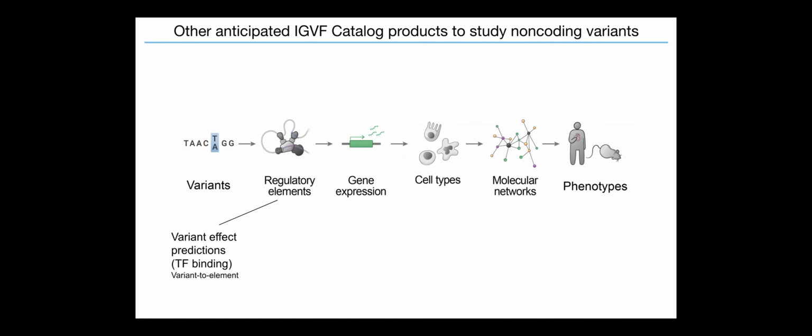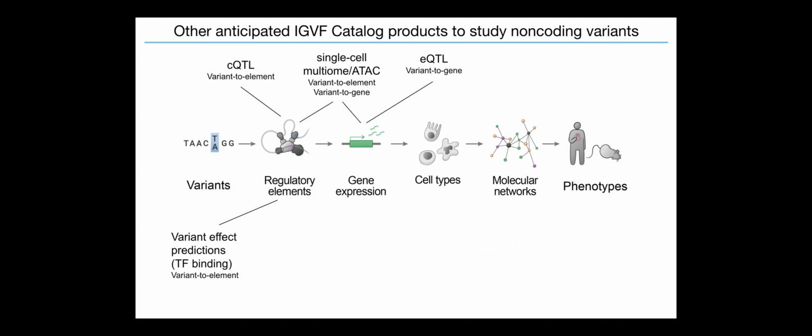Starting from the bottom of the whole causal cascade from variant to phenotype, we will have variant effect predictions of how variants affect TF binding at regulatory elements, both chromatin QTL and expression QTL data sets that allow us to gauge how variants impact chromatin landscape and activity at elements, as well as gene expression programs, and single cell multiome or single cell ATAC data that allows us to look at, again, the impact of variants or variability in accessibility across cell types, and then effects on expression.